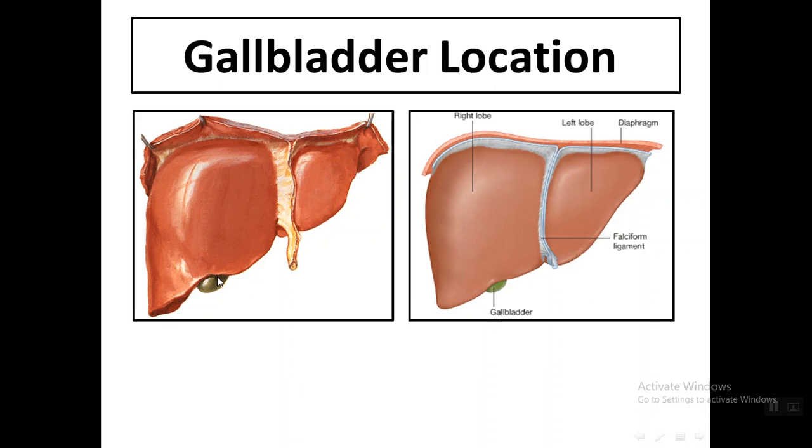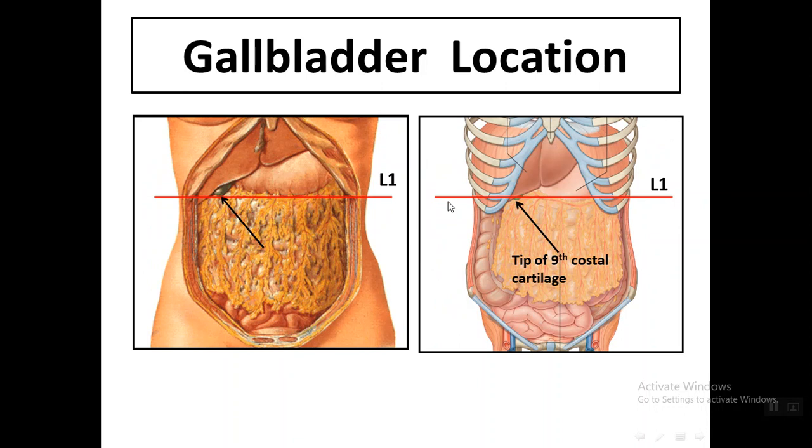Its fundus will emerge below the inferior margin of the liver to be in contact with the anterior abdominal wall at the tip of the ninth costal cartilage, at the level of the first lumbar vertebra, that is, at the transpyloric plane. Here, this is the fundus of the gallbladder, emerging below the inferior margin of the liver to touch the anterior abdominal wall at the tip of the ninth costal cartilage.